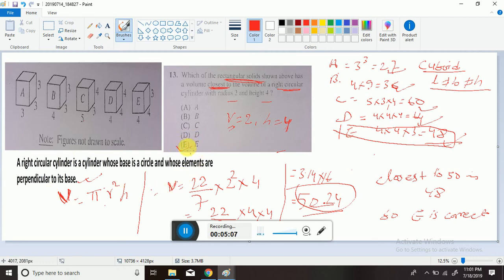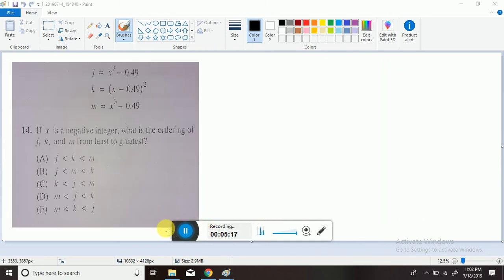Please read each and every word. Here the word closest is there, so we are able to choose option E. Now in this problem, we need to be very clever to solve it.